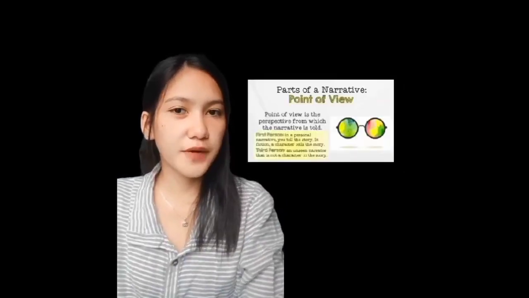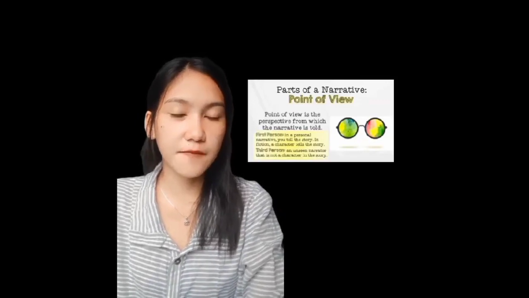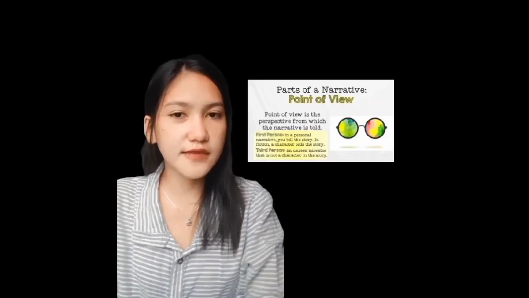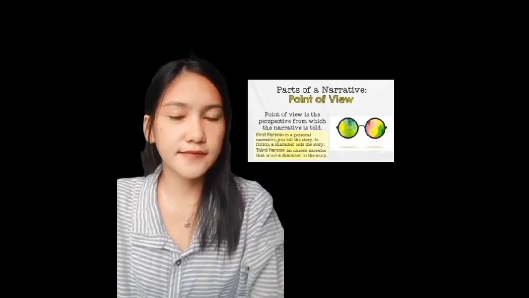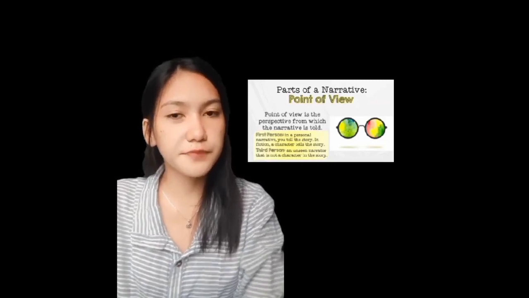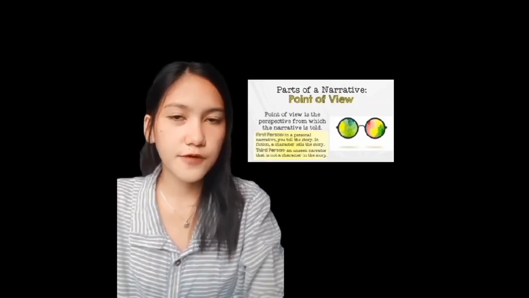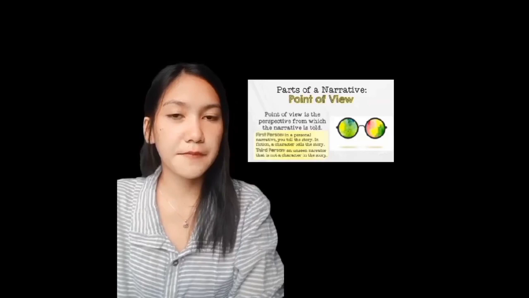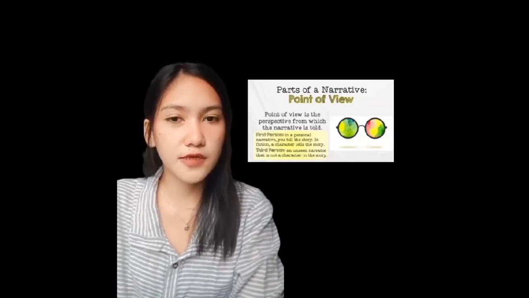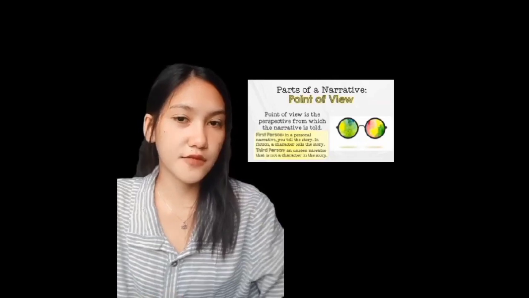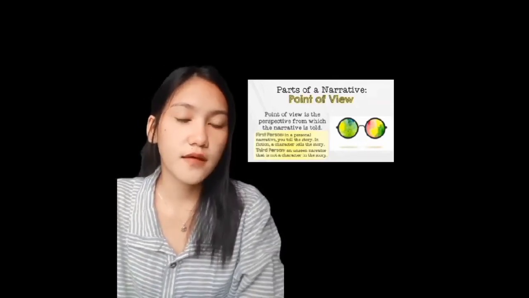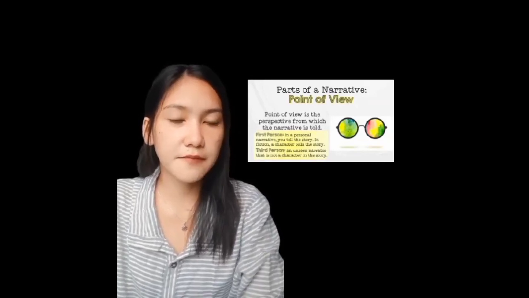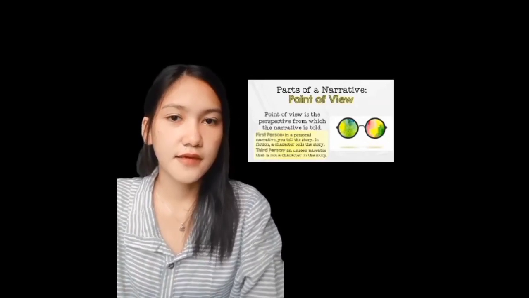Point of view is also part of narrative writing, and it is the perspective of the person telling the story. So there are 3 types of point of view, and they are first person, second person, and third person. First person is you are describing your own self, and you use I. Second person is you are addressing another person, and you use you. And in the third person, you are also talking about another person, but you use they, he, or she.